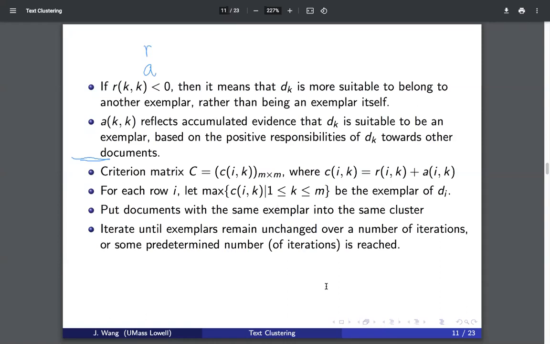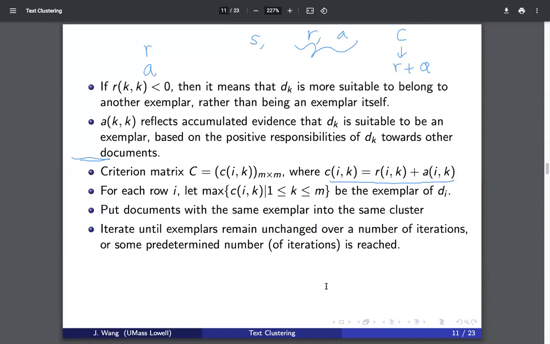Now to finish this algorithm, we are going to compute one more matrix, which we call the criterion matrix C. So far we have a similarity matrix to begin with, and then we have the R responsibility and availability matrices, which will be updated dynamically. And after that, we are going to add R and A. So we're going to have another criterion, which means now we're going to sum up R and A. So that will be our criteria.